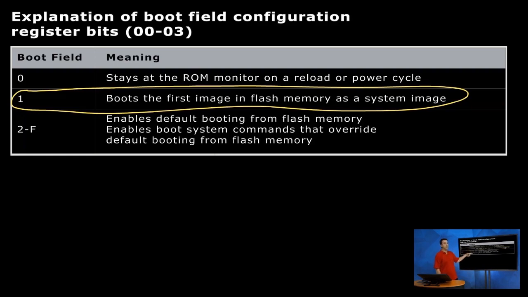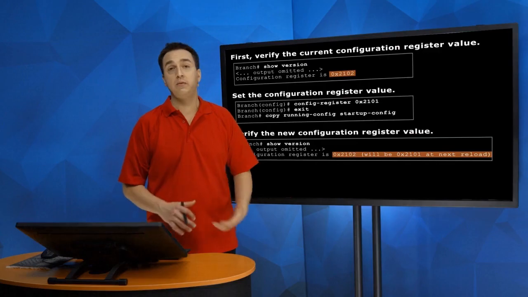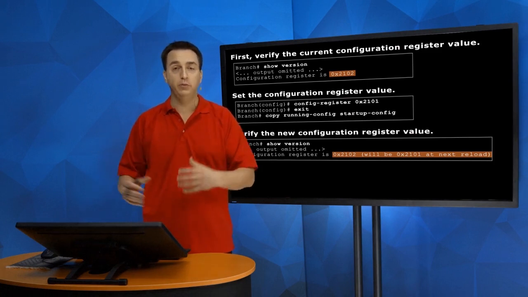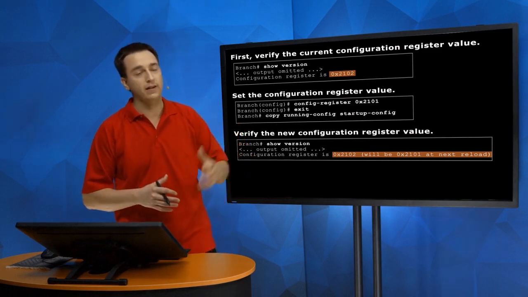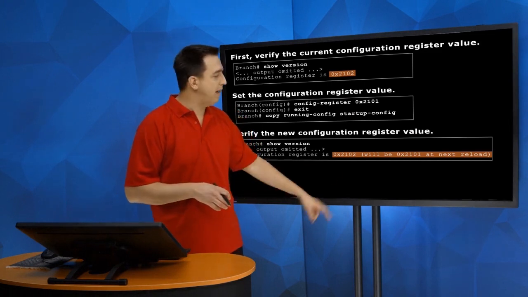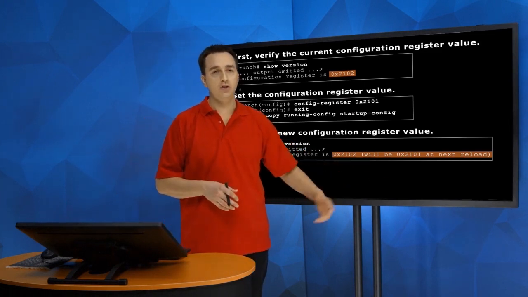If it was 2100, it would go into ROM monitor mode. And if it's 2102 through 210F, then the result of that would be to look for boot system commands in NVRAM, use the boot system command. If they don't exist, then go ahead and load the first image in flash memory. So those are the values we have, 0, 1, and 2 through F.